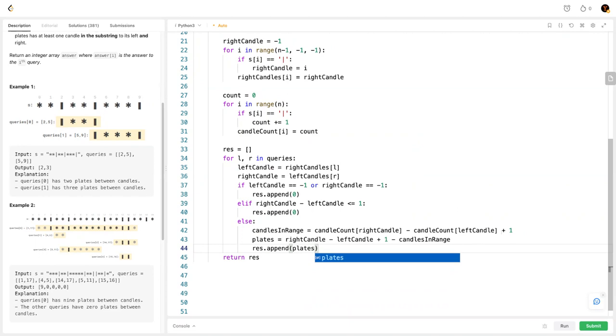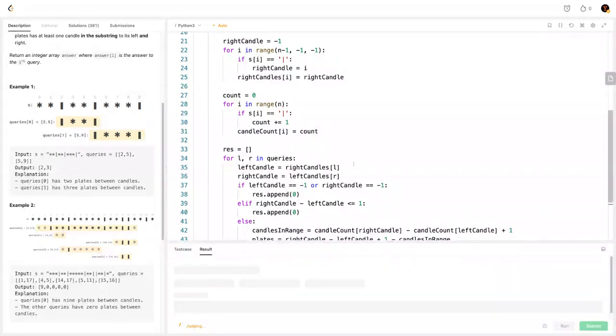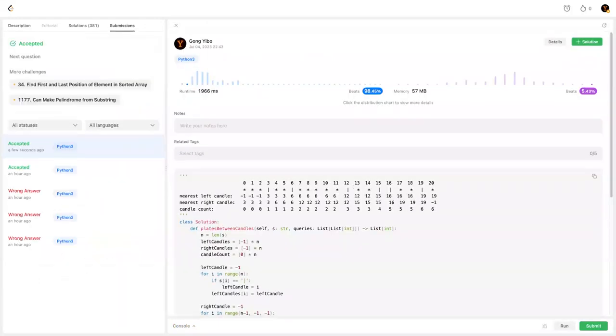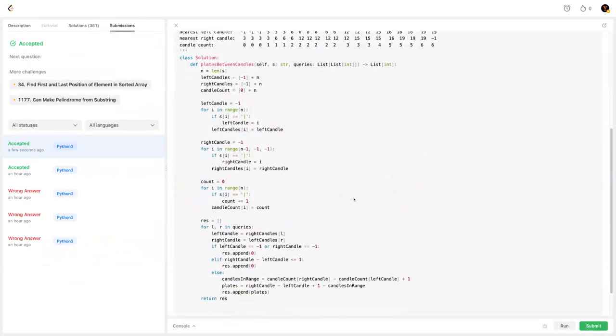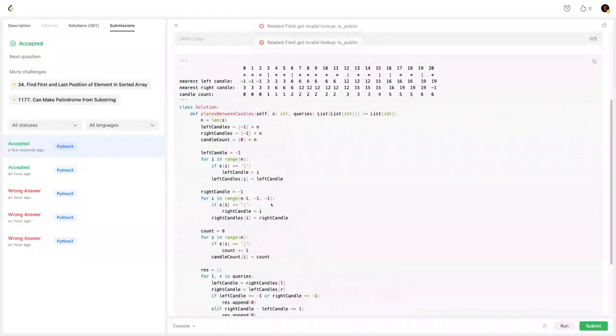Okay, so this is the end of the coding. Let's try to run it. Yeah, it works. So for time and space complexity, both are linear because we just use some for loops here, which is a linear time complexity. And for space, we just have three arrays to store the data, which is also linear.